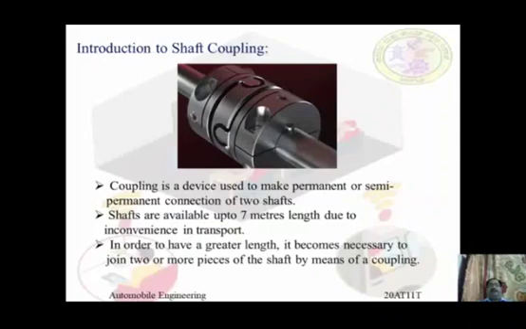In order to have a greater length, it becomes necessary to join two or more pieces of the shaft by means of a coupling. So the coupling makes a permanent or semi-permanent connection of two or more pieces of the shaft when we require more than 7 meters in length. So this is the introduction to shaft coupling.